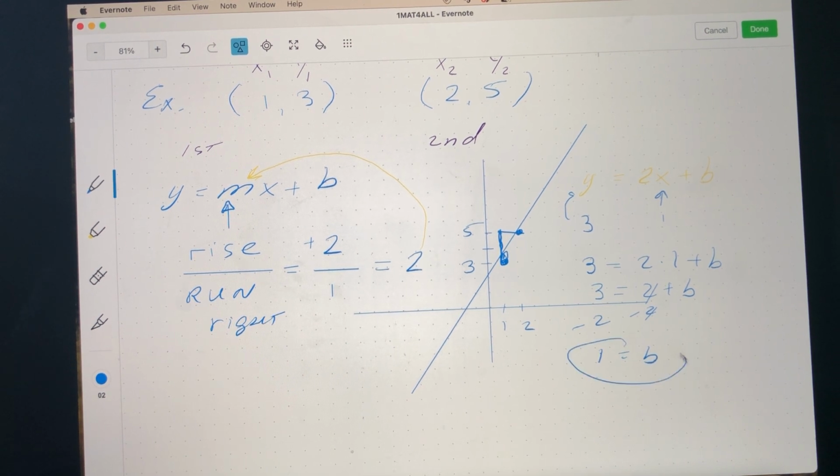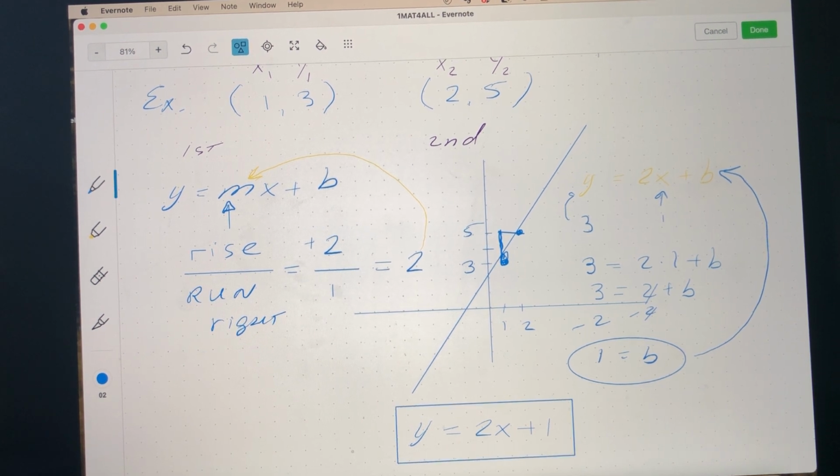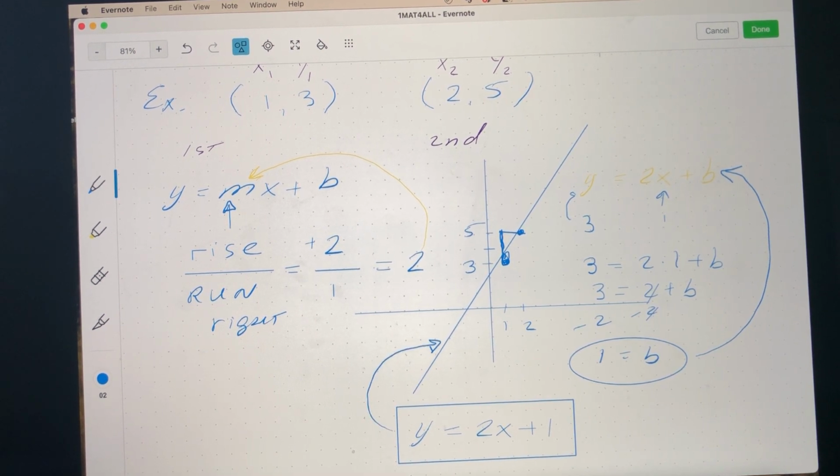So now I have my slope, I have my b. And that means I have my equation. My equation is 2x plus 1. And that's the final answer for the equation of this line.